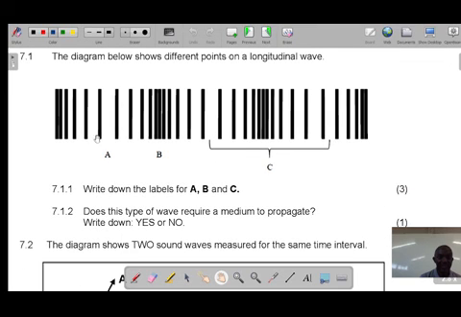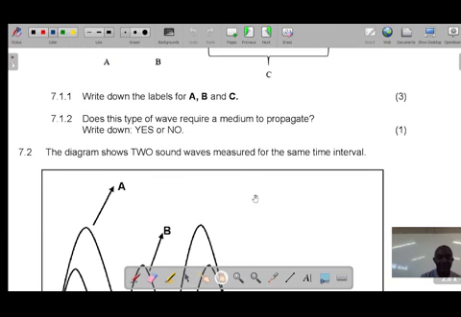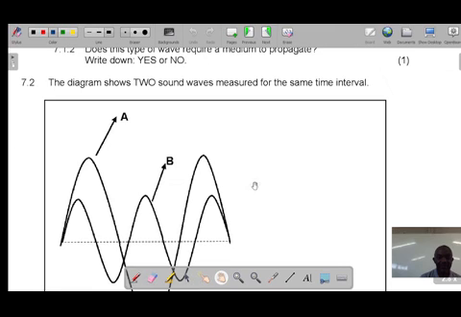Okay, by the way, these are compressions, rarefactions, compressions, rarefactions, compressions, and then rarefactions. So don't get lost. Okay. Try this as well.